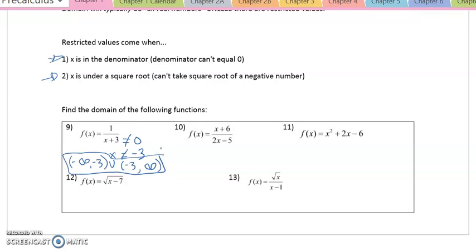Okay, number 10 is similar. I'll let you guys try that on your own. Number 11, I don't have any of these scenarios. I don't have an x in the denominator. I don't have a square root. So this one is going to be all real numbers.